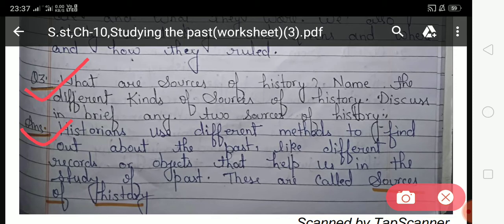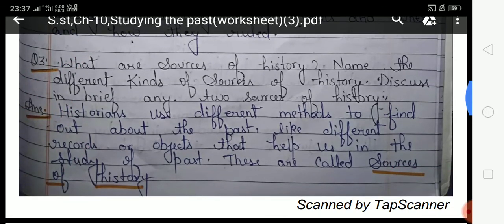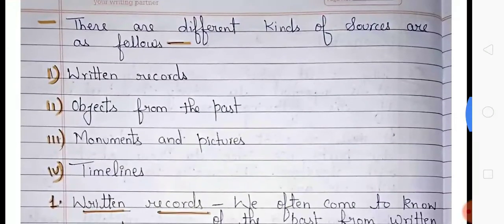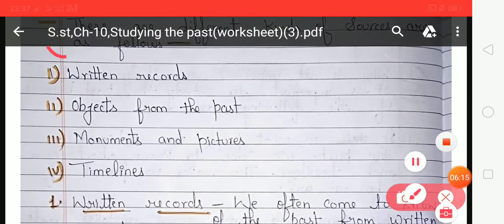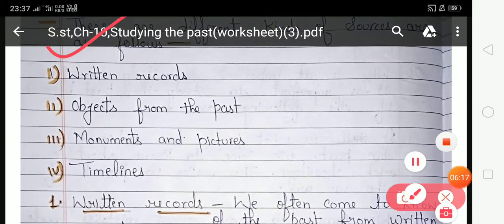Student, historians use different methods to find out about the past, like different records or objects that help us in the study of the past. These are called the sources of history. Name the different kinds of sources of history. There are different kinds of sources of history as follows.